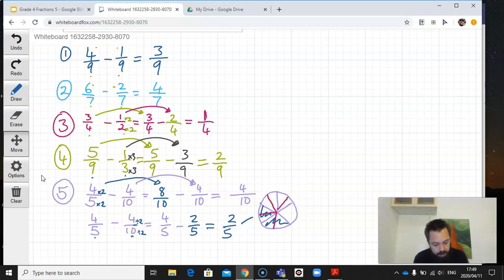So that means I'm going to get 10 as my denominator. 1, 2, 3, 4, 5, 6, 7, 8, 9, 10. There's the 10. 1, 2, 3, 4. There's my 4. So in fact, 4/10 is the same as 2/5. Now I'm going to erase that.